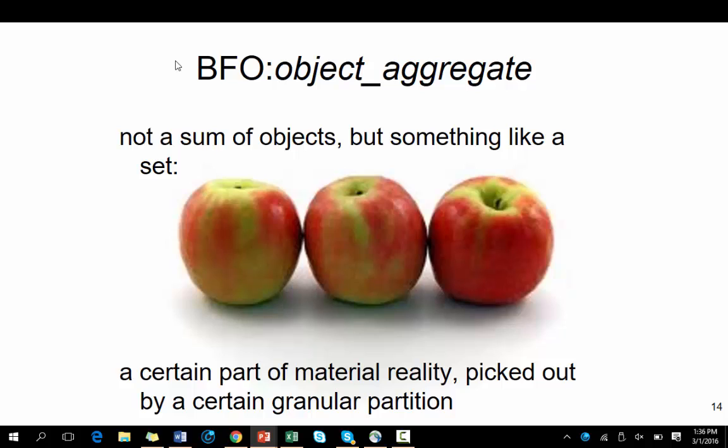A family, for example. A which? A family. Parents and child, for example. Good. So I think that a family is an object aggregate. However, there are then questions of how you determine the boundary of the family. So do you include dead members, for instance? Is my great-great-grandfather a member of my family?